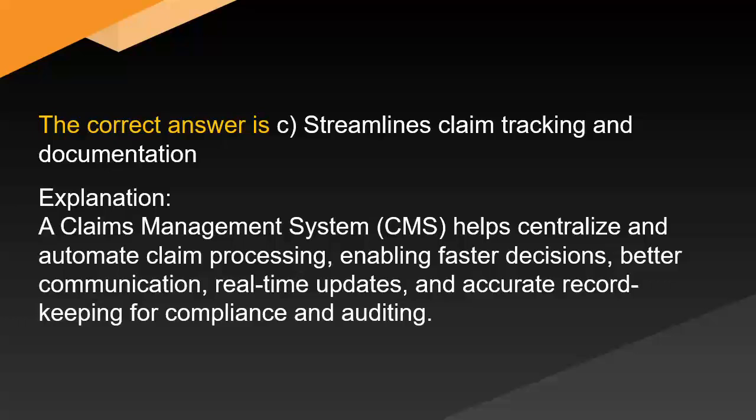The correct answer is C. Streamlines claim tracking and documentation. Explanation. A claims management system, CMS, helps centralize and automate claim processing, enabling faster decisions, better communication, real-time updates, and accurate record keeping for compliance and auditing.